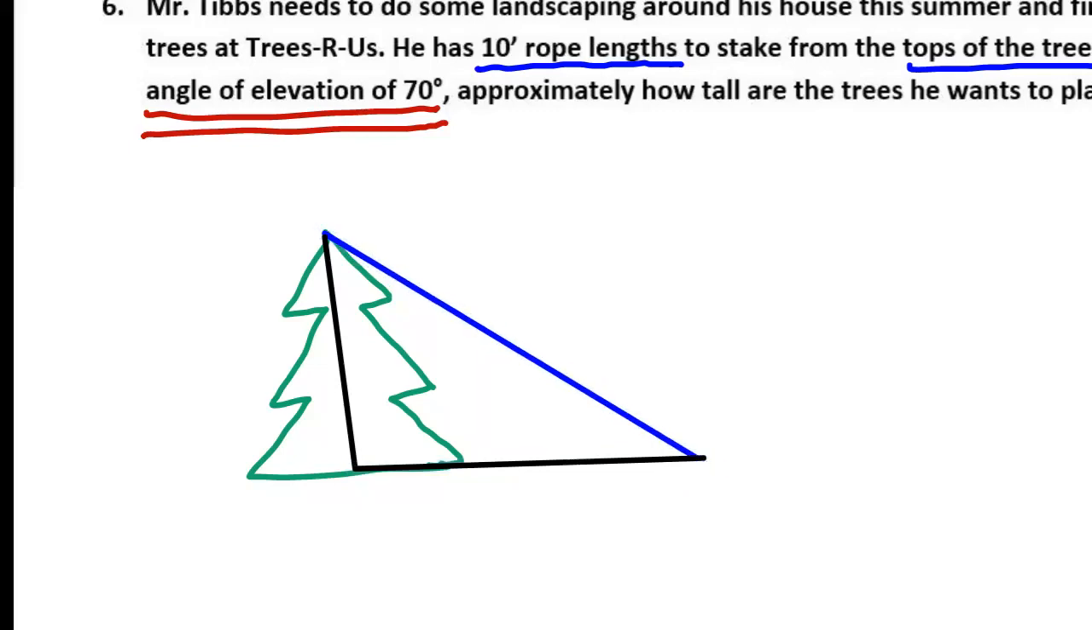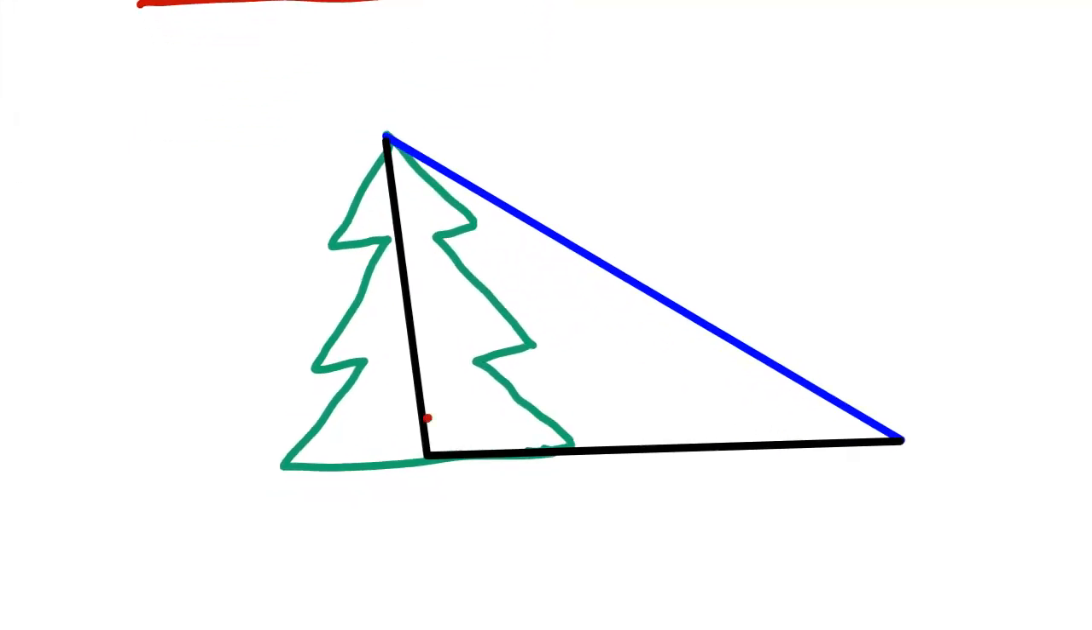All right. So between the ground, the tree, and the rope, we have what kind of a triangle? We have a right triangle. Well, one of them is the height of the tree. That's like the trunk of the tree that goes right up the middle. And on the bottom is the ground. So here's the ground. This blue line is the rope.